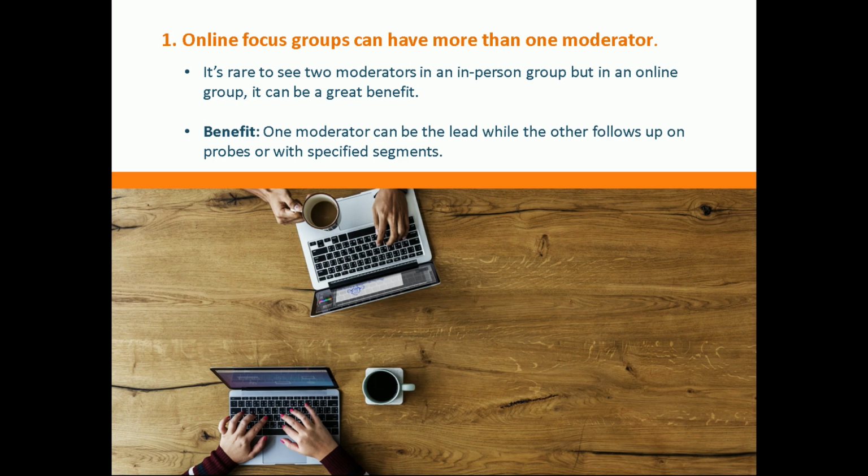You might also divide it up in terms of specific objectives. Hey, whenever we hear somebody comment about this type of, say, brand attribute for our client, follow up with those folks. That way the secondary moderator can do some important assigned follow-ups without detracting from the whole group. As the primary moderator, you can stay focused on the overall flow and objectives and let that secondary moderator follow up on specific assignments. That can be a really nice benefit.